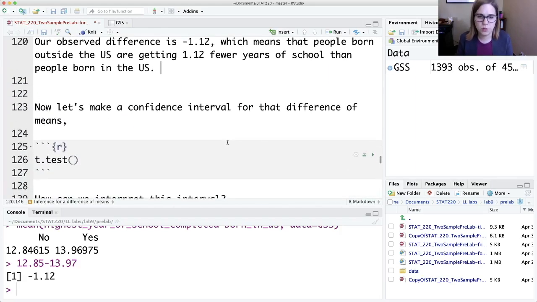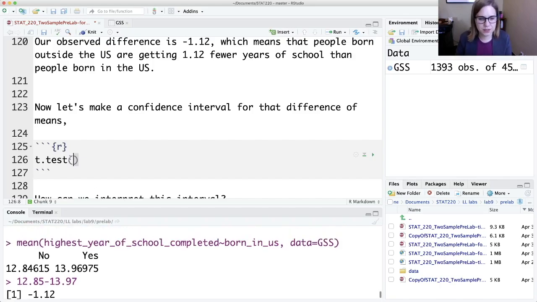So let's start with a confidence interval. We're going to do a confidence interval for the difference of means. And so we want to do a t-test. And again, this is going to be similar to before, so I'd encourage you to stop and see if you can figure out how to lay out this t-test.